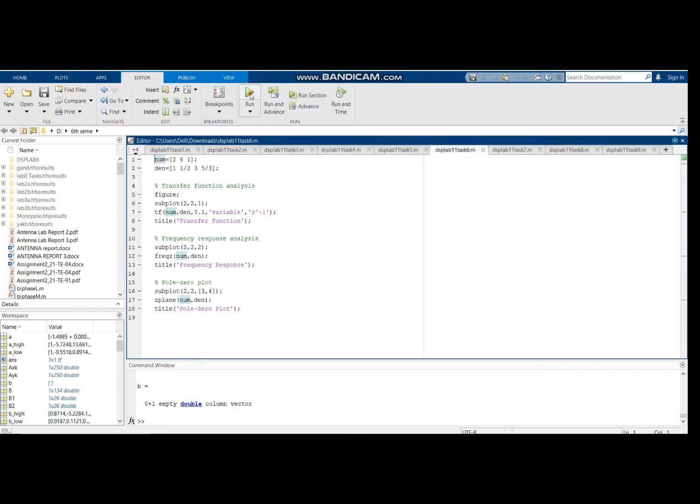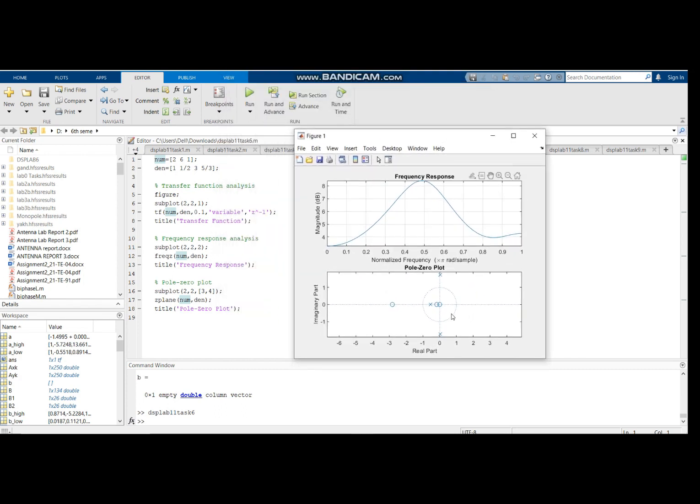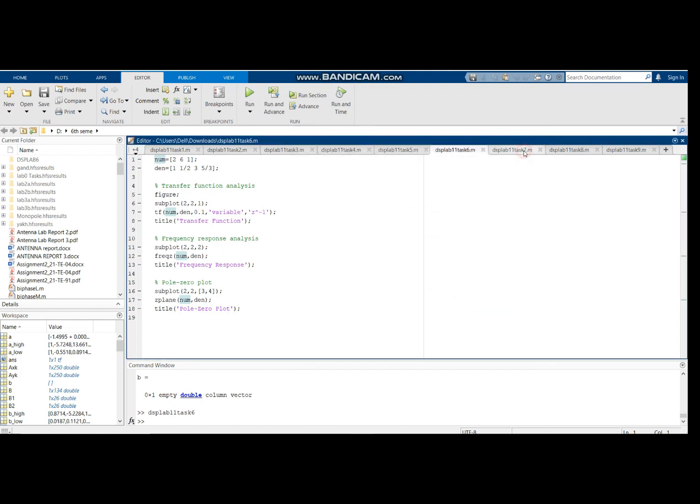Task 6 is, here we can see that the poles are outside the unit circle, which means that the system becomes unstable. Task 7 leads to the representation of the plot as follows.